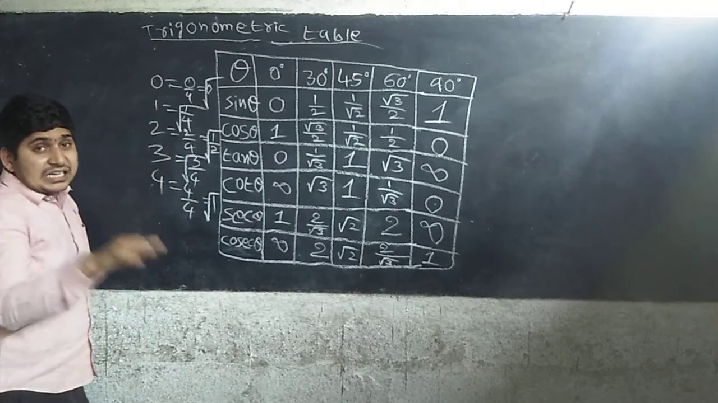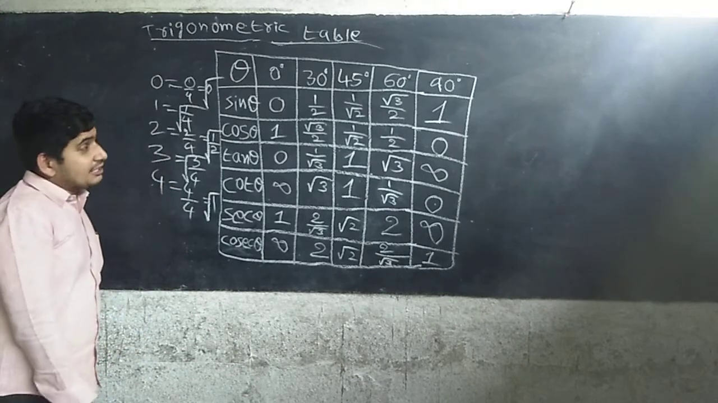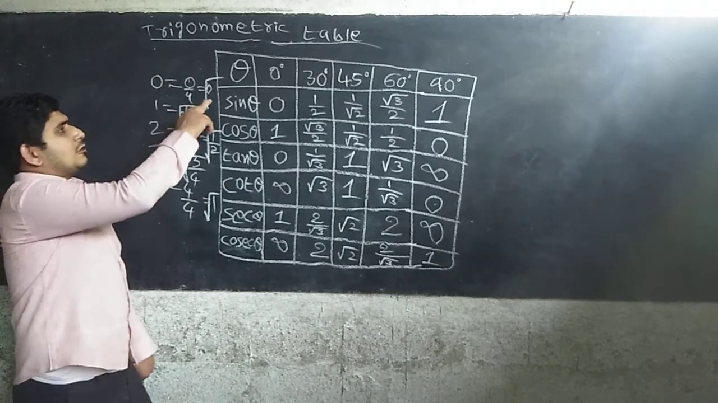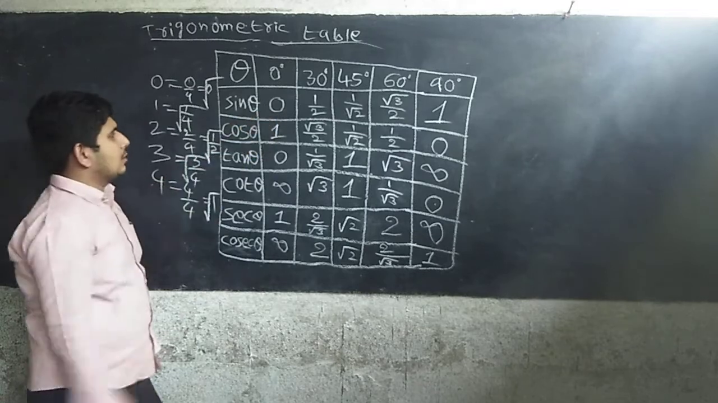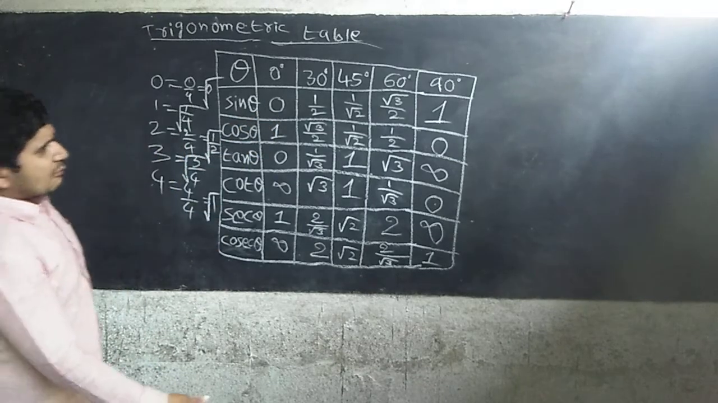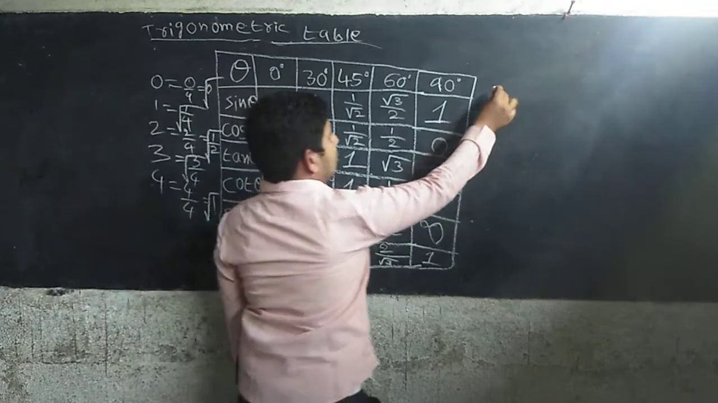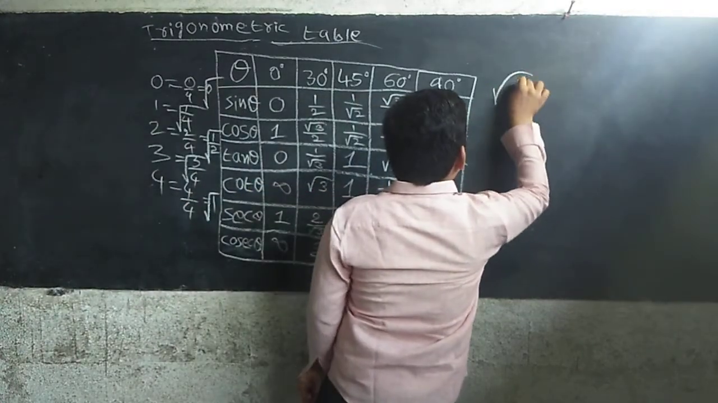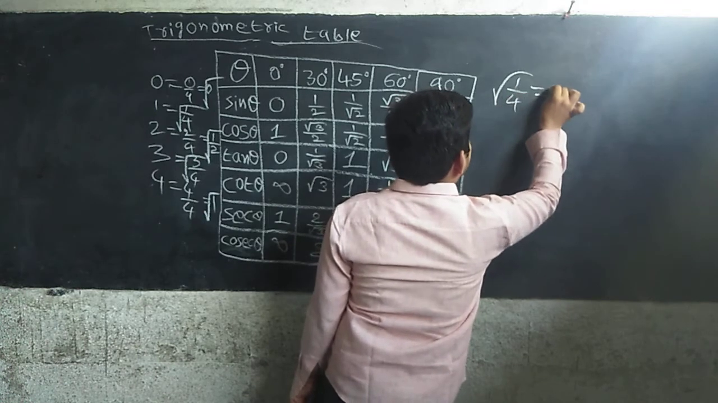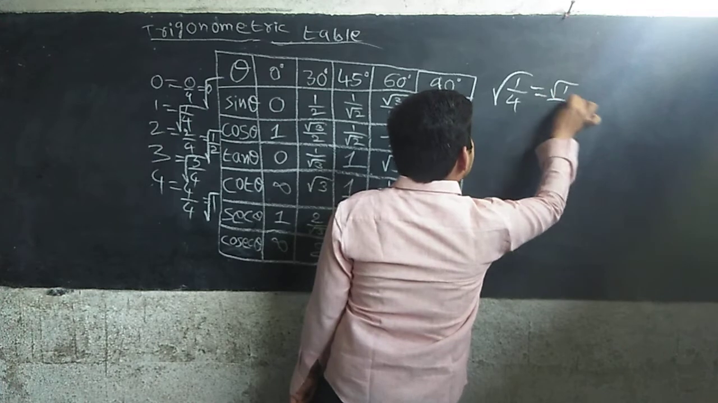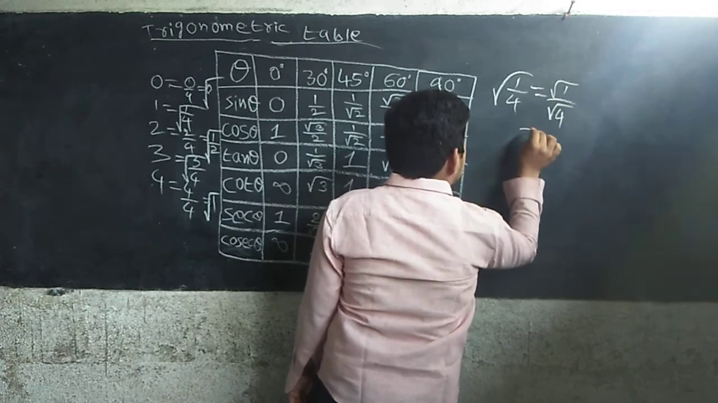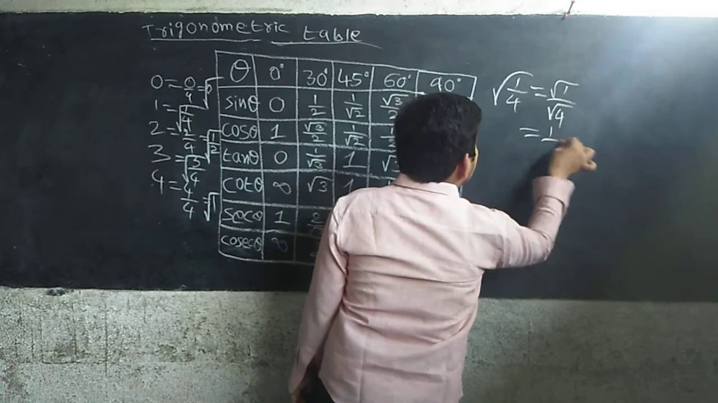After getting the division values, take the square root values. Root 0 equals what? 0. Root of 1 by 4 equal to what? Root 1 by root 4. That is nothing but root 1 equal to 1, root 4 equal to 2, so 1 by 2.